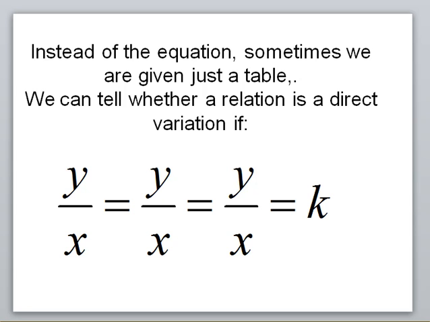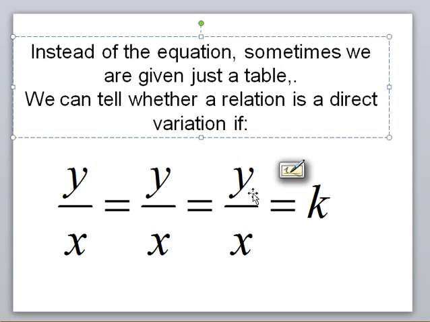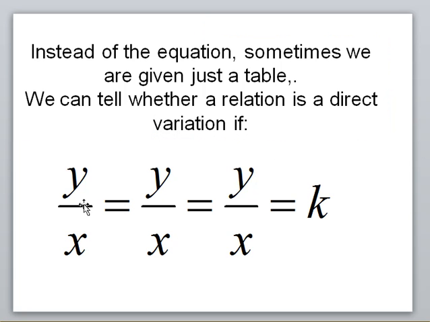Instead of an equation, sometimes we are just given a table. And so we're going to be able to tell if it's a direct variation if all of our ratios, that's what I'm doing here, making fractions, ratios, if all of our fractions are equal to each other. And if they're all equal to each other, I will know that that's my direct variation.